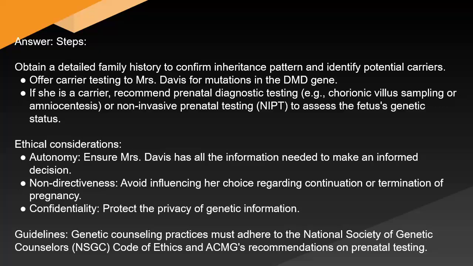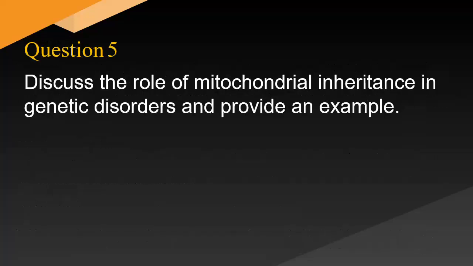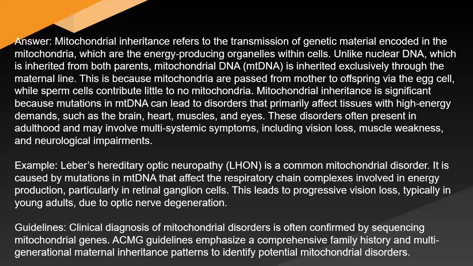Guidelines. Genetic counseling practices must adhere to the National Society of Genetic Counselors (NSGC) Code of Ethics and recommendations on prenatal testing. Discuss the role of mitochondrial inheritance in genetic disorders and provide an example. Answer. Mitochondrial inheritance refers to the transmission of genetic material encoded in the mitochondria, which are the energy-producing organelles within cells. Unlike nuclear DNA, which is inherited from both parents, mitochondrial DNA (mtDNA) is inherited exclusively through the maternal line.